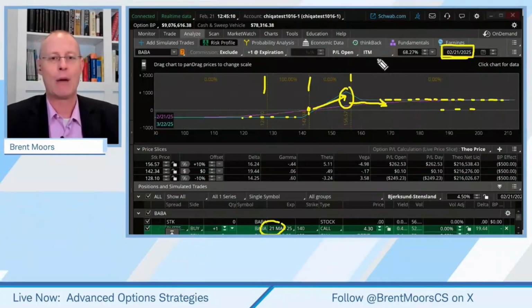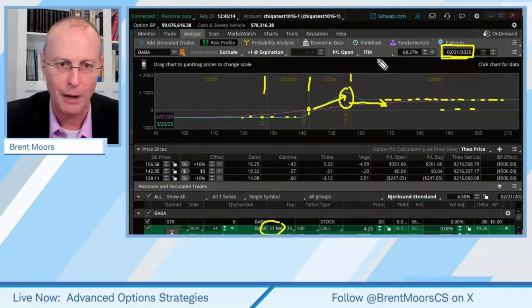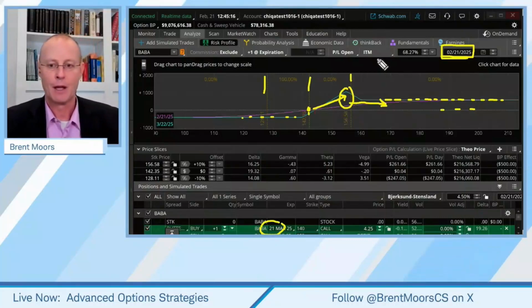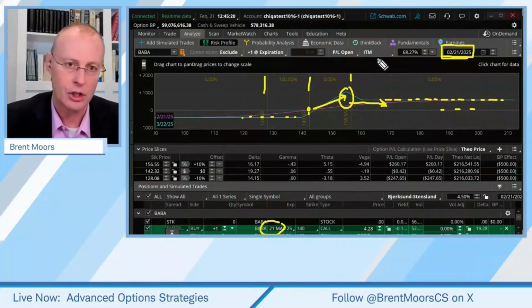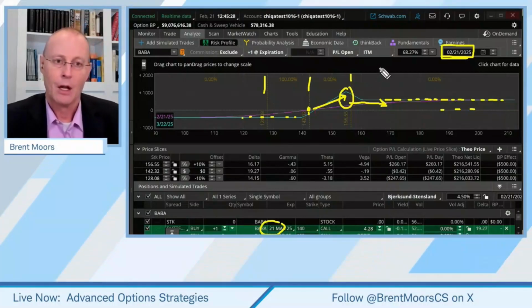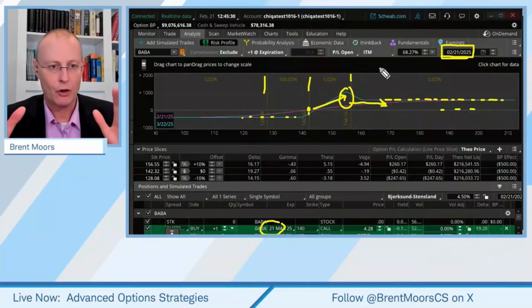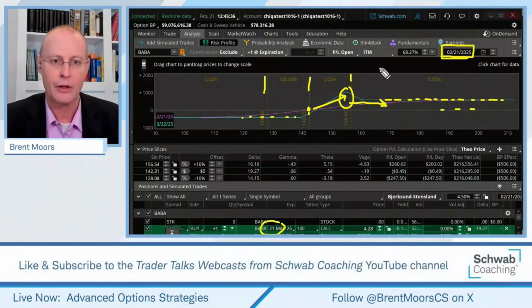Now, my goal today wasn't to go into the depths of butterflies or broken wing butterflies or calendar spreads. My goal was to give you an introduction to this risk profile tool by looking at actual sample trades, example trades. If you go to the playlist, I have classes on butterflies, I have classes on calendar spreads you can go through, and next week we'll resume with looking at other specific trades.